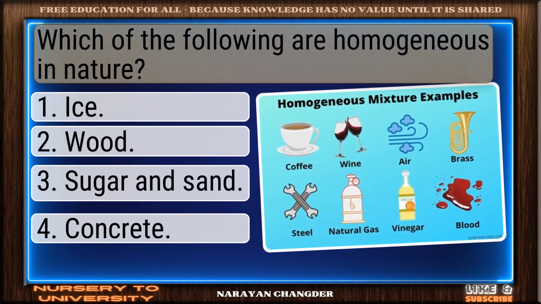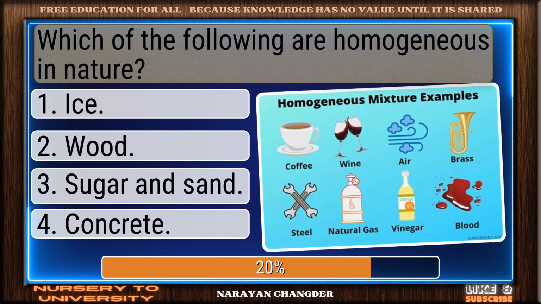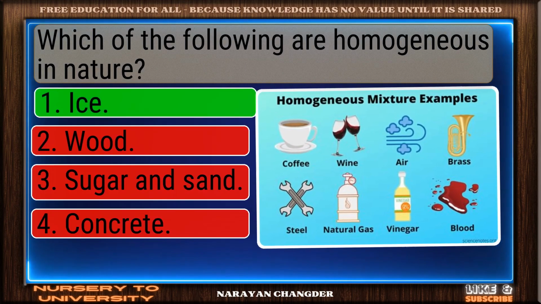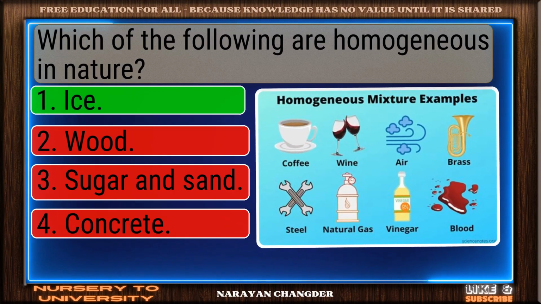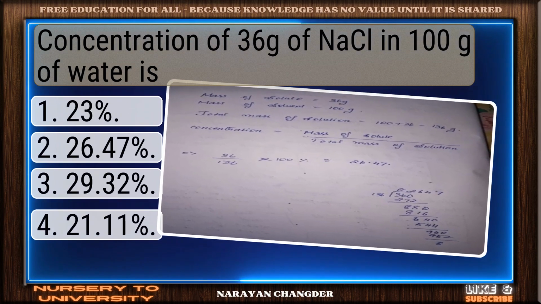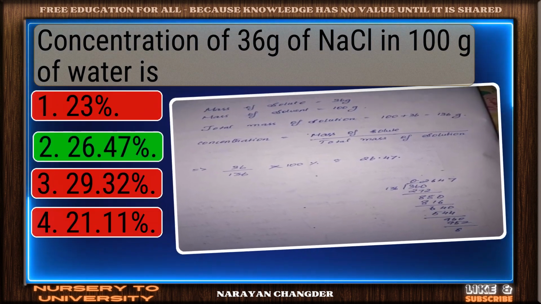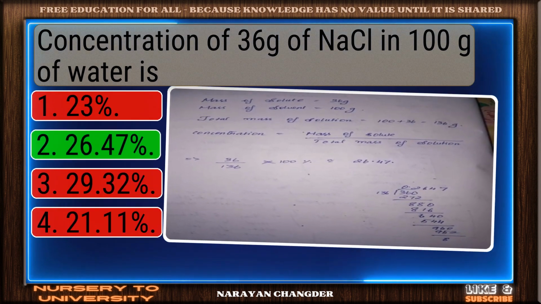Question number 186. Which of the following are homogeneous in nature? Well picked. Ice is the correct answer. Question number 187. Concentration of 36 g of NaCl in 100 g of water is? Valid point. 27% is true.